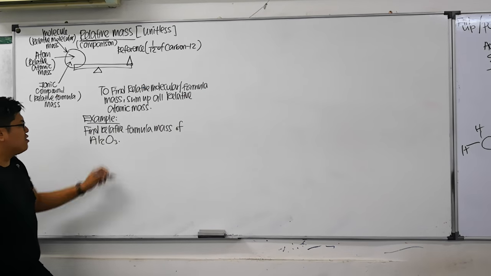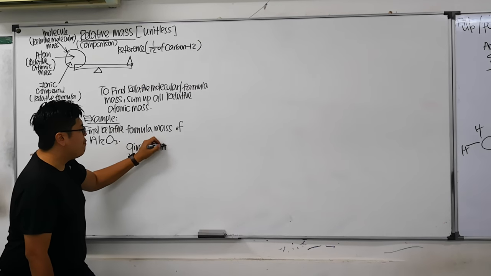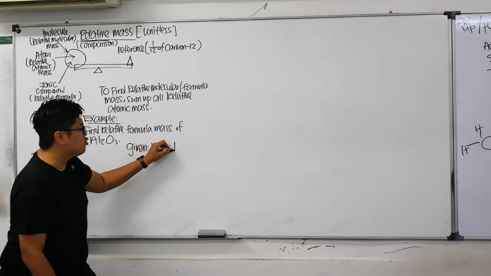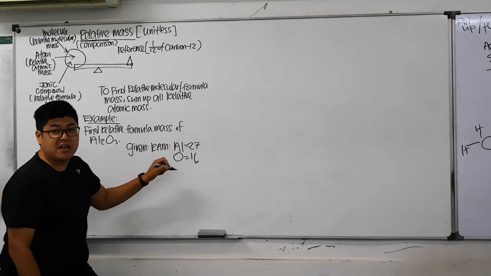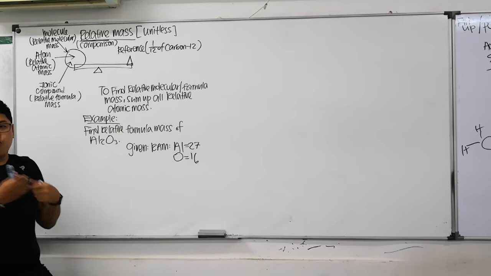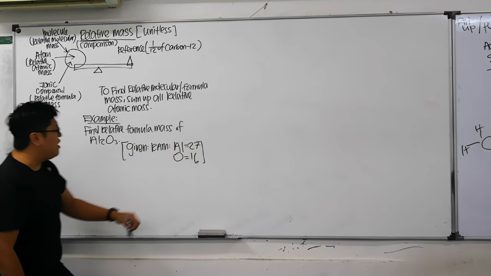Al2O3. I was given additional information, the RAM. The atomic mass for aluminium was 27. The atomic mass for oxygen was 16. Remember, all these figures, don't memorize. They gave you, your job is to know how to use it. That's all. So you just add everything together.